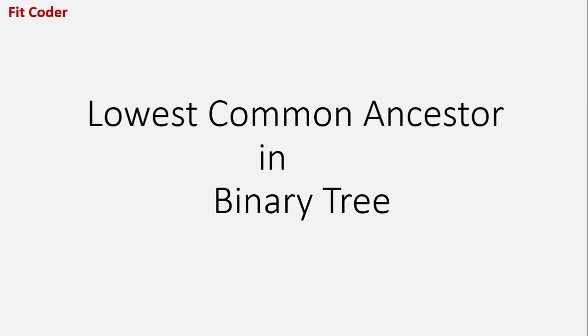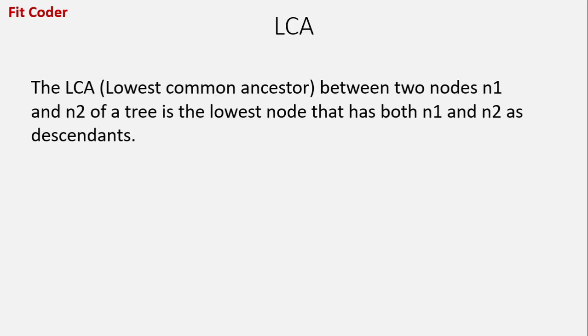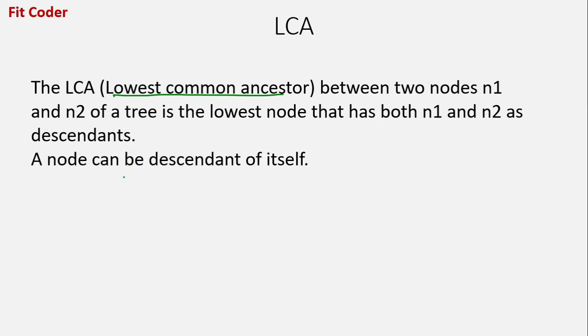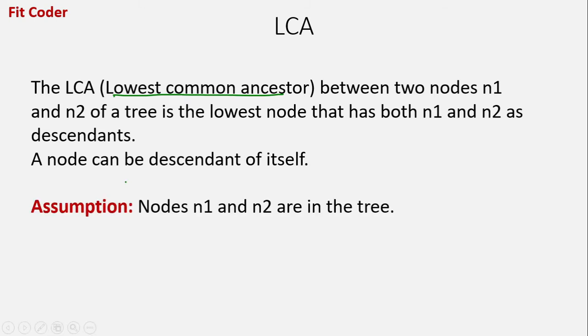In this video, we will discuss how we can find the lowest common ancestor of two nodes in a binary tree. The lowest common ancestor, or LCA, between two nodes n1 and n2 is the lowest node that has both n1 and n2 as descendants. Here the condition is that a node can be a descendant of itself. And the assumption of LCA is that both the nodes n1 and n2 are in the tree.